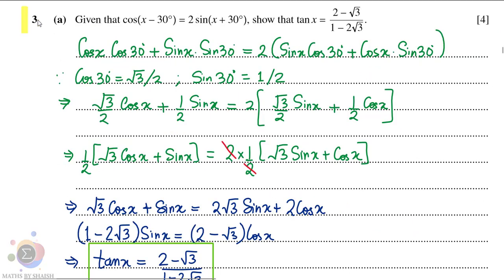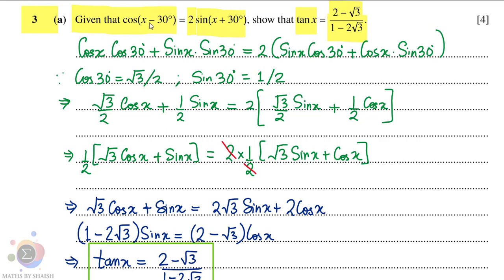Here's the third question, trigonometry. Given that cos(x minus 30 degrees) equals 2 times sin(x plus 30 degrees), we need to show that tan x would be (2 minus root 3) over (1 minus 2 root 3). Since here we have the sum and difference of angles, we can use the formulas.